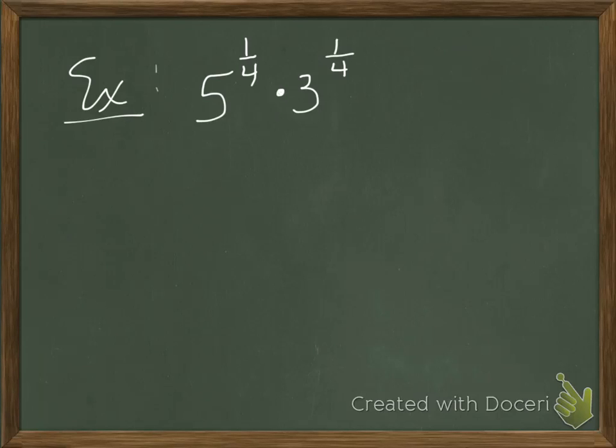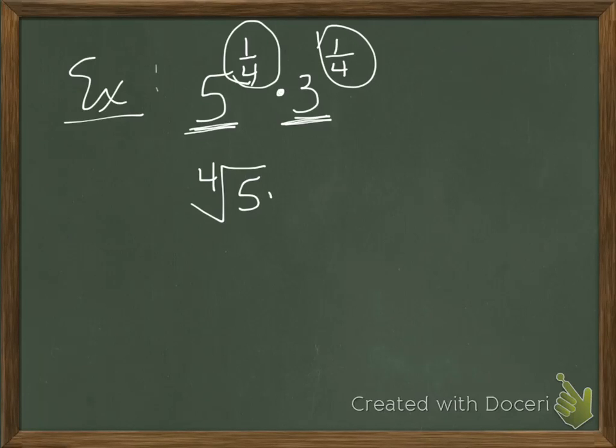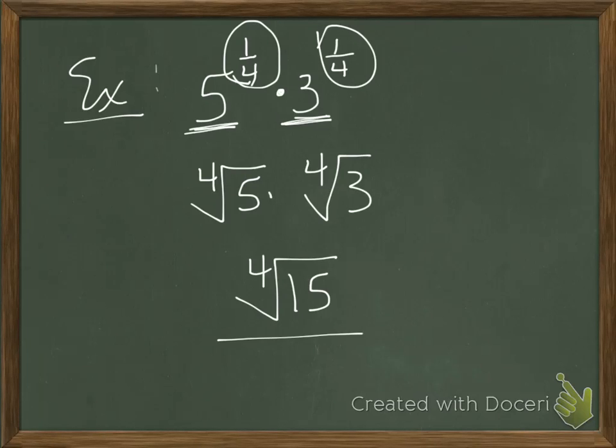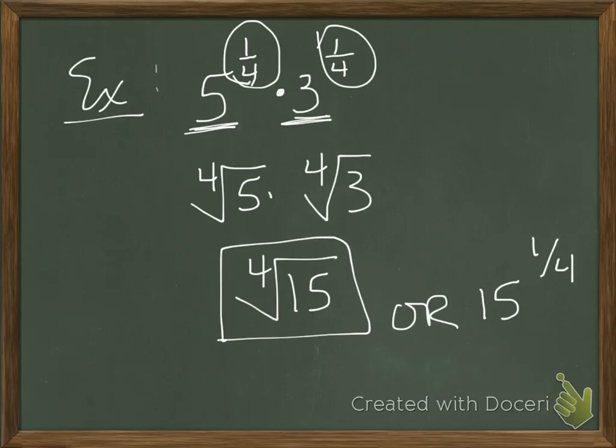What do we do in this case where it's 5 to the 1/4 times 3 to the 1/4? Well, this doesn't work the same way because these are not the same base number. 5 and 3 are not the same base. So instead we have to look and see that they have the same exponents. So in this case, instead of combining my powers, I'm going to combine my bases. So this is really the 4th root of 5 times the 4th root of 3, which is the 4th root of 15. And I wrote this in radical form, but you could just as easily have said this was 15 to the 1/4 power. And that would also be correct. Either way would be fine.